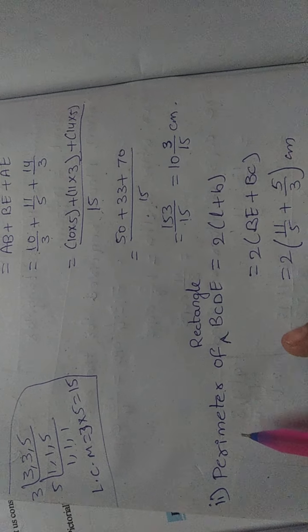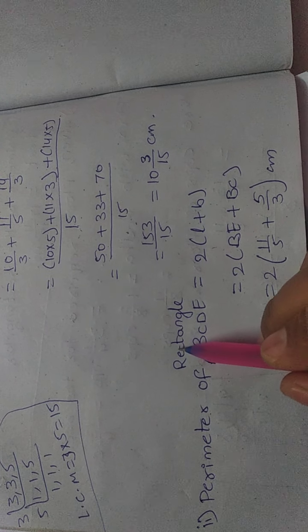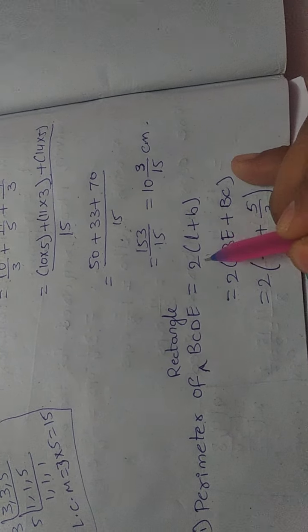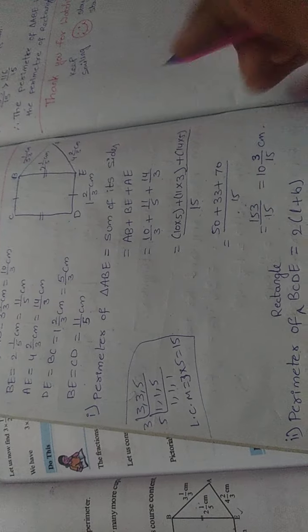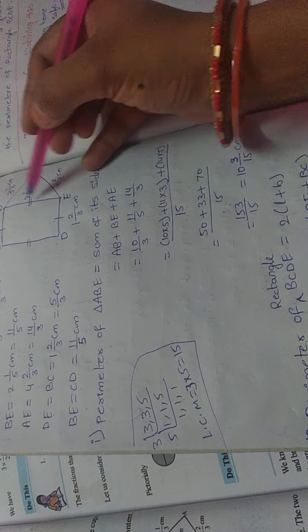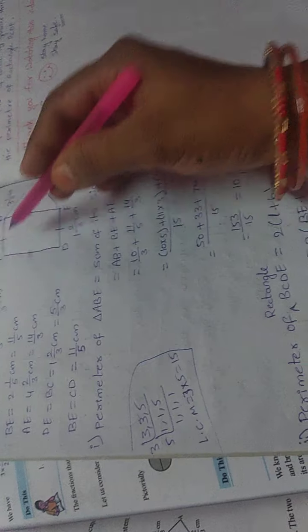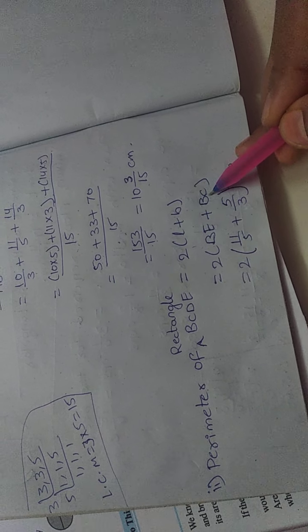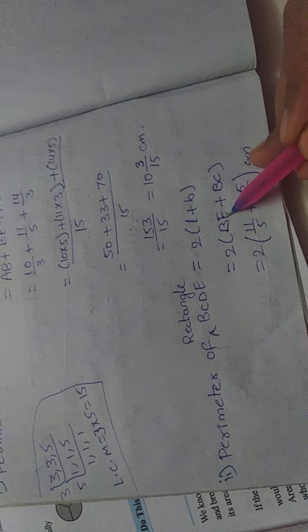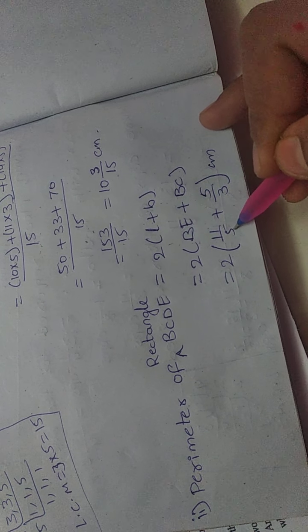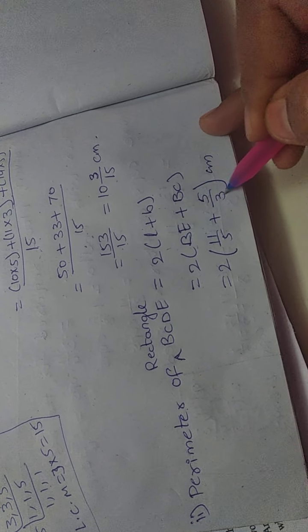Okay? Second problem, perimeter of the rectangle BCDE. So 2 into L plus B. Here length I took as BE. Now next breadth I took as BC. So 2 into BE plus BC. So BE length is 11/5 plus BC length is 5/3.